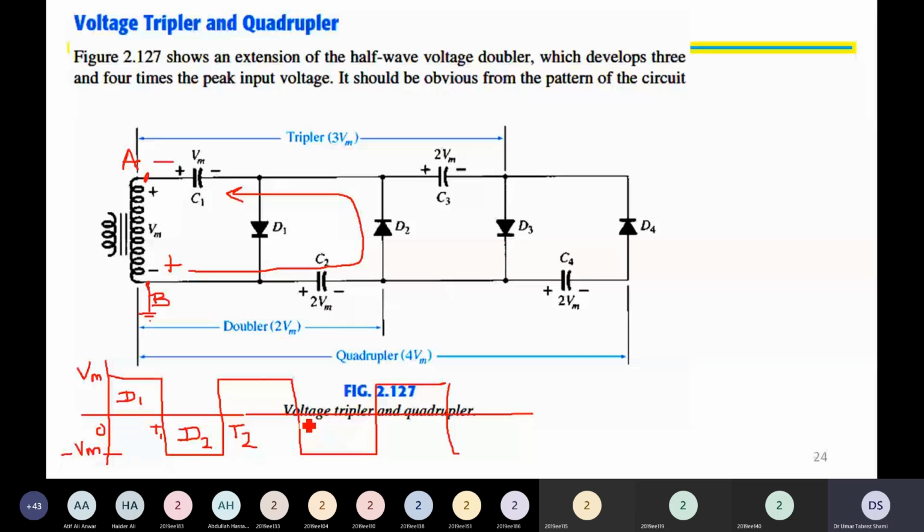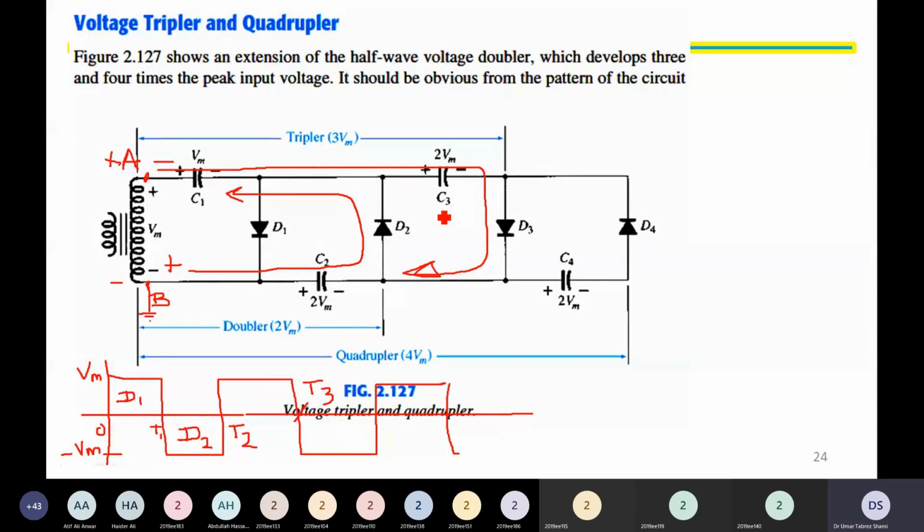Now, from time T2 to time T3, A will become positive, B will become negative, and current will now pass through capacitor C1, capacitor C3, and diode D3. Capacitor C3 will now be charged to what value? 2Vm from capacitor C2 plus Vm from the transformer plus Vm from C1.